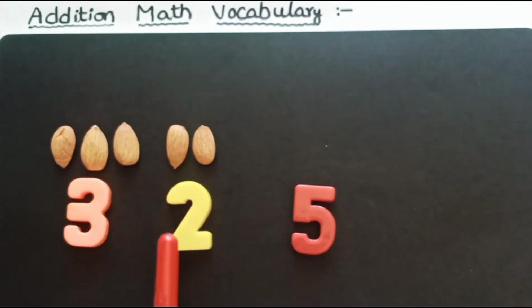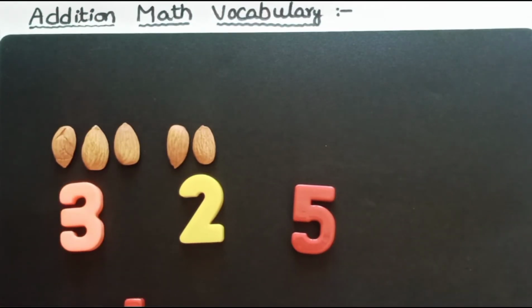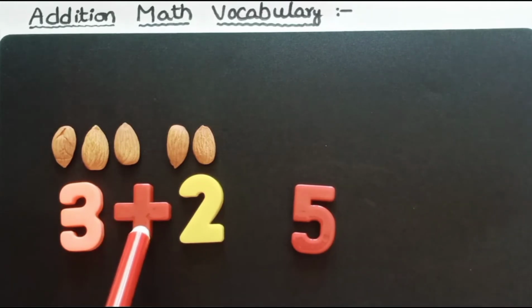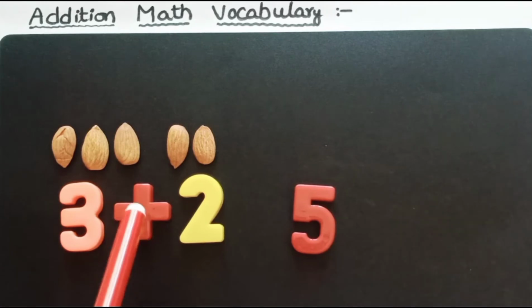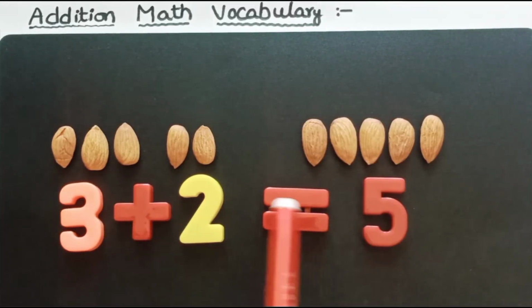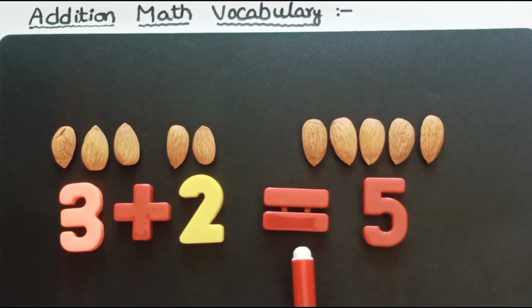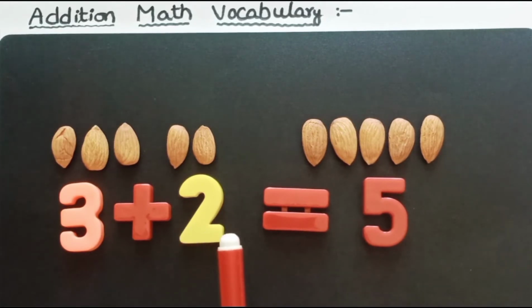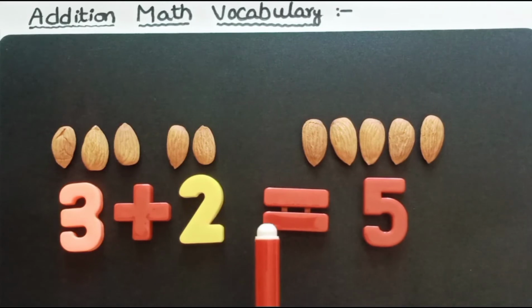So adding 2 almonds to the 3 almonds can be mathematically shown by a symbol. This is the symbol of addition. What is this symbol? It is called plus. 3 plus 2 equals the sum of 5. This is the mathematical equation for the addition operation. Addition is the first fundamental arithmetic operation.